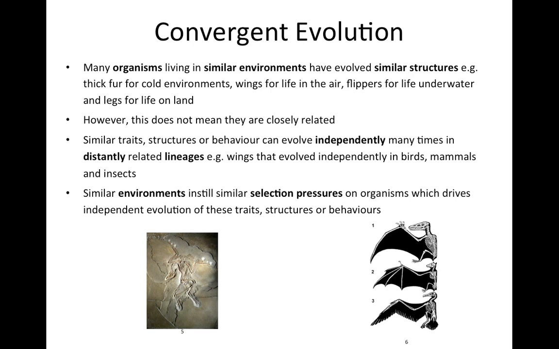Similar traits, structures, or behaviours can evolve independently many times in distantly related lineages. So for example, wings evolved independently in birds, mammals, and insects. Similar environments instill similar selection pressures on organisms, which drives the independent evolution of these traits, structures, or behaviours.